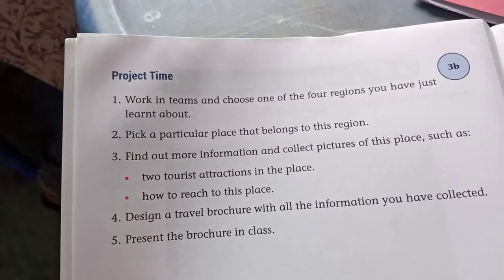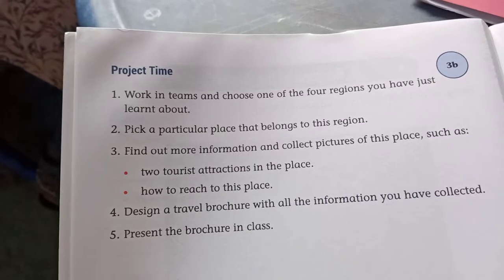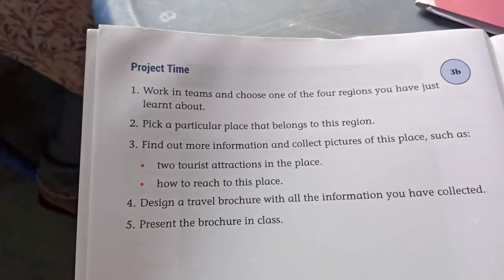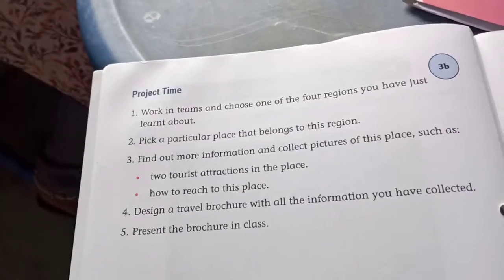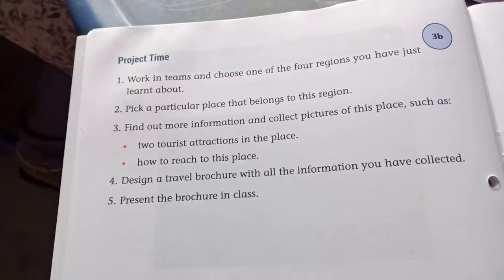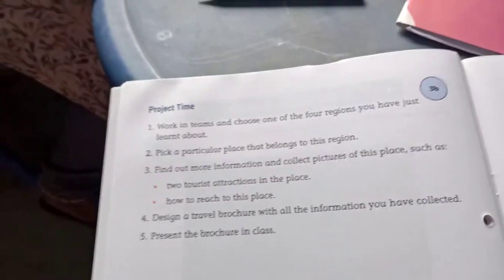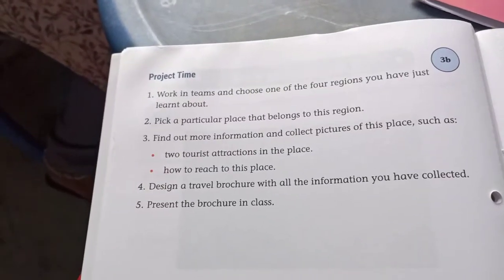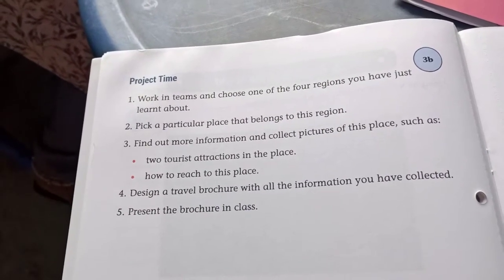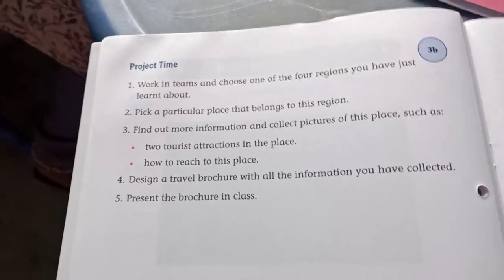Third one: find out more information and collect pictures of this place, such as 2 tourist attractions in the place, and how to reach this place. Yes, any 2 attractions and how to reach the place. That means we have to mention a state or a continent there. Next one: design a travel brochure with all the information you have collected. Where you have to go, where you have to stop, what you have to eat. Everything you have to prepare in a brochure. Fifth one: present the brochure in class.